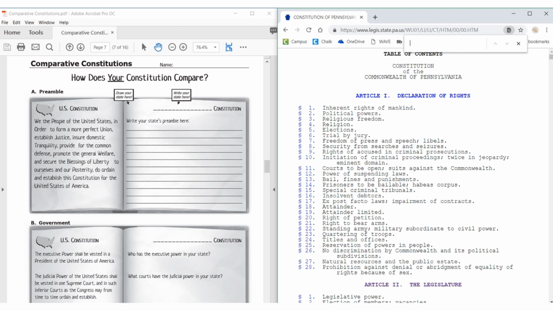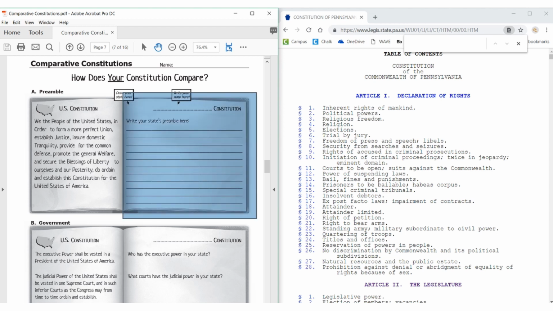So what we need to do is find the preamble to the Pennsylvania Constitution. You can try to draw the outline of Pennsylvania. Unfortunately, I can't have my maps up at the moment. And then I want you to write your state's name right here. Right there, you're going to type in, or handwrite, Pennsylvania.